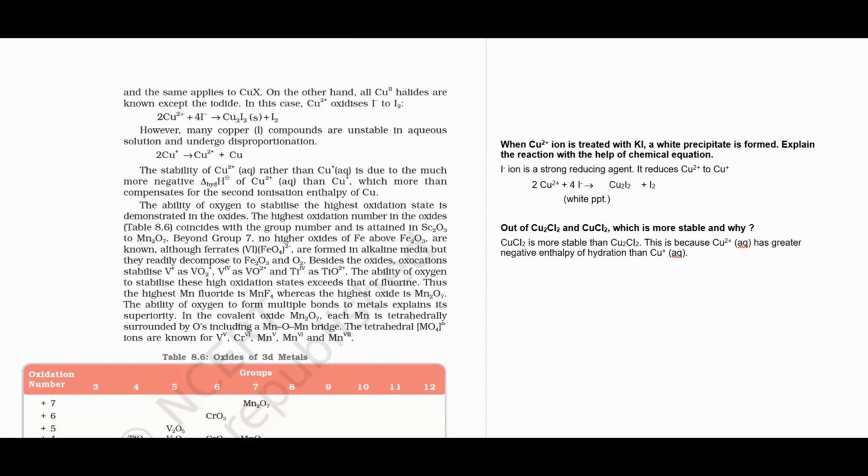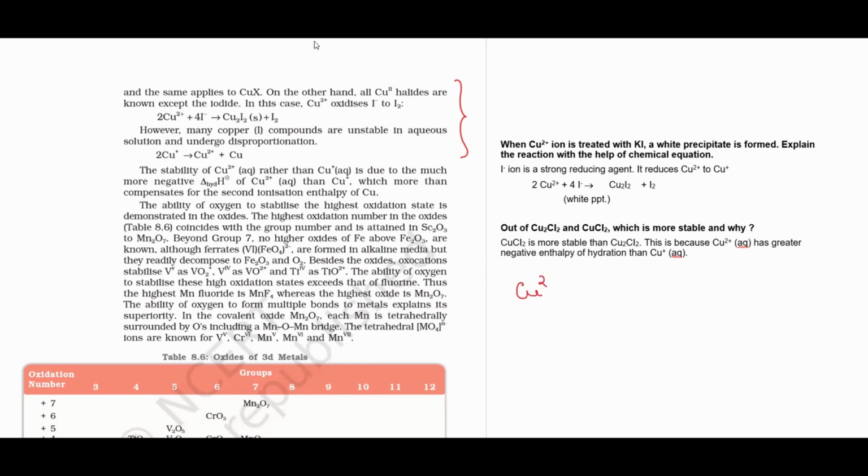This is a point which again gives us possible questions. The questions can be: out of cuprous chloride and cupric chloride, which is more stable, and why? CuCl2 is more stable than cuprous chloride. The reason is Cu2+ has a higher negative enthalpy of hydration than Cu+.